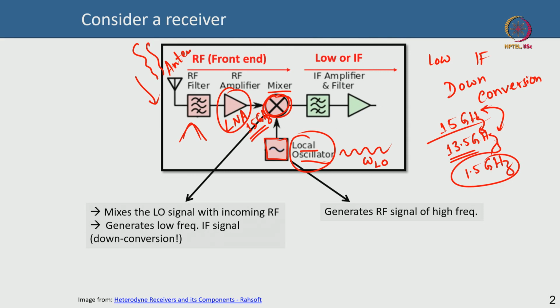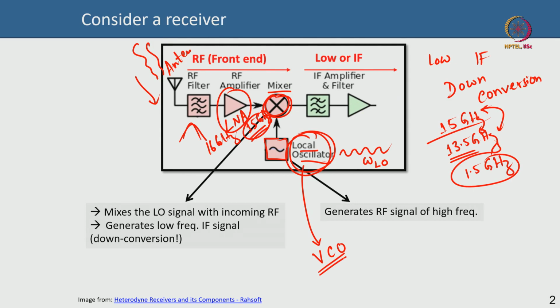But now suppose instead of 15 gigahertz tomorrow you have a signal at say 16 gigahertz. Now you have to tune the local oscillator accordingly. So this local oscillator, which is typically called a voltage controlled oscillator, by using an applied voltage you can tune the frequency that you want to generate. Okay. So by using an applied voltage you can tune.